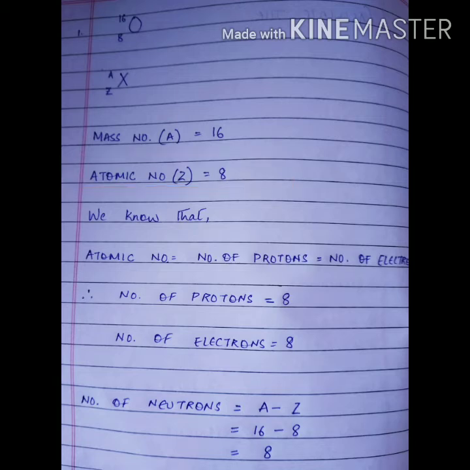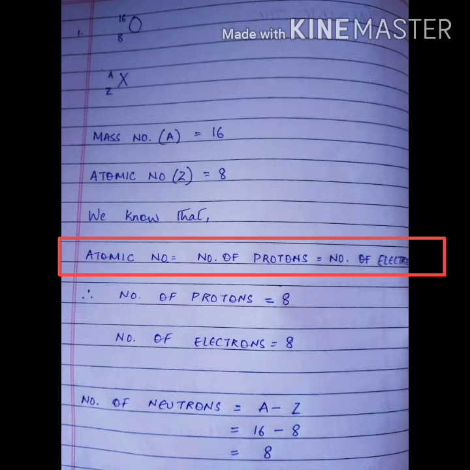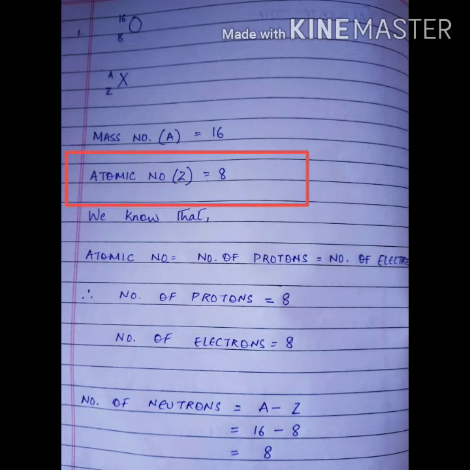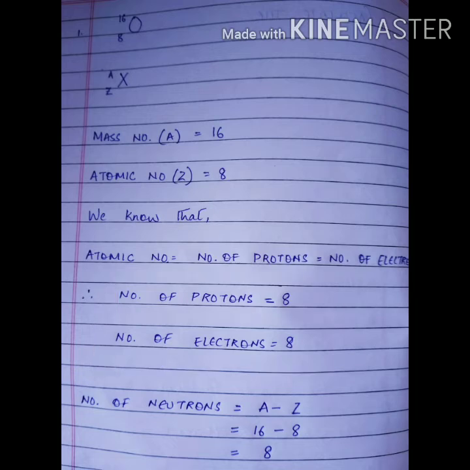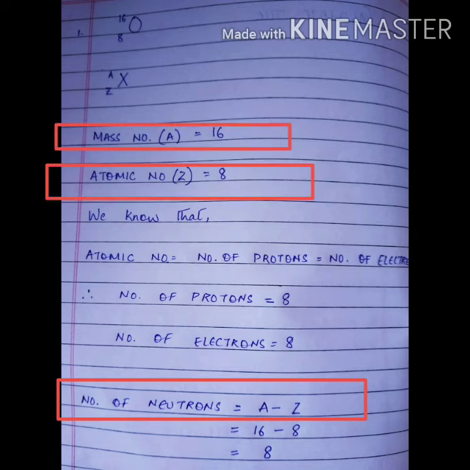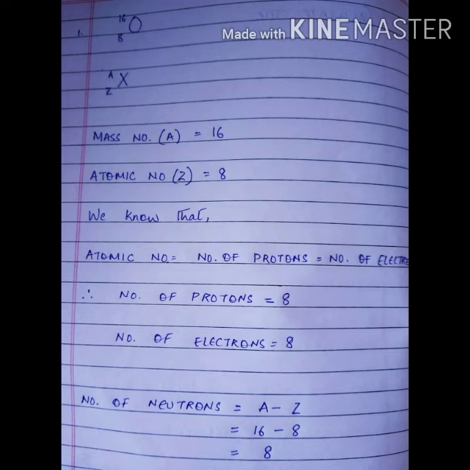We have also discussed that atomic number is equal to the number of protons and the number of protons is always equal to the number of electrons. So if the atomic number is 8, number of protons will also be 8, number of electrons will also be 8. Let's calculate the number of neutrons. Number of neutrons is A minus Z, that is 16 minus 8, that is equal to 8.